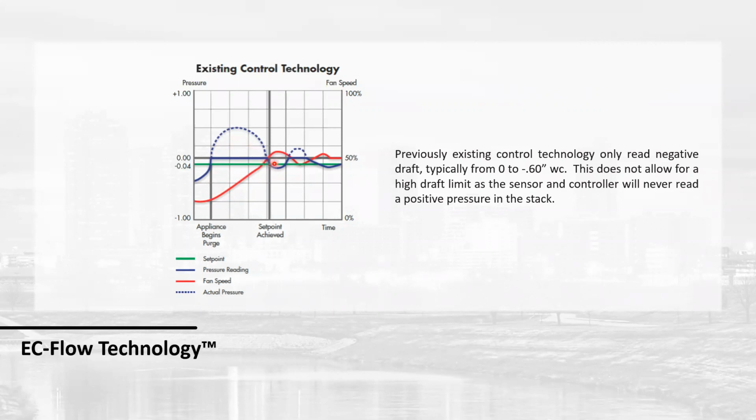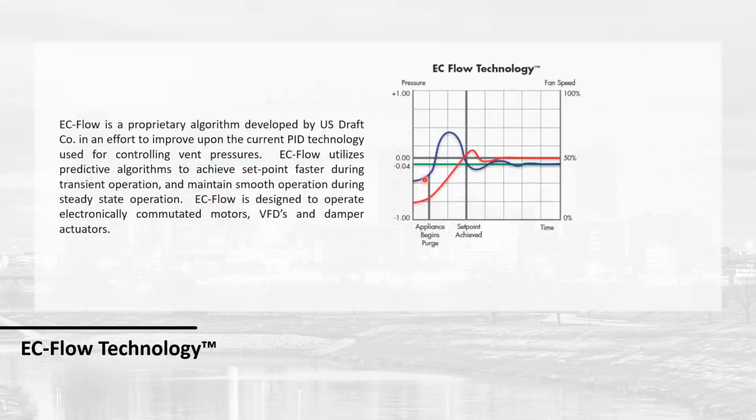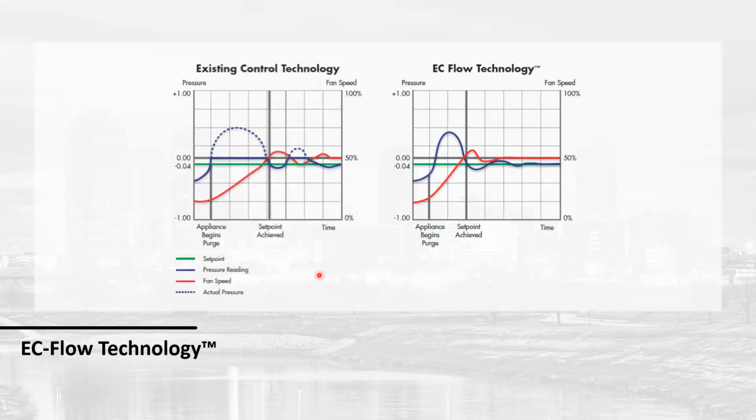Now, eventually it gets to set point, and gets the pressure back down to where it's supposed to be. However, with us, we actually read plus or minus 1 inch. So we see that spike, we react to it very quickly, typically 50 to 60% faster, and we get it to set point. Now, full disclosure, if this is a single appliance, this would work just fine because this is going to happen during that pre-purge moment.